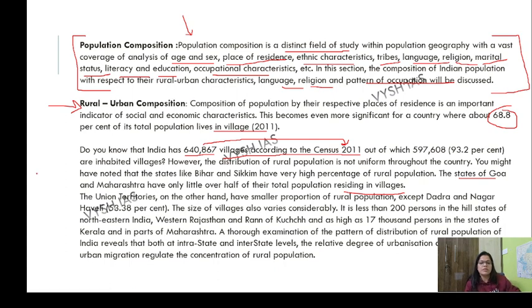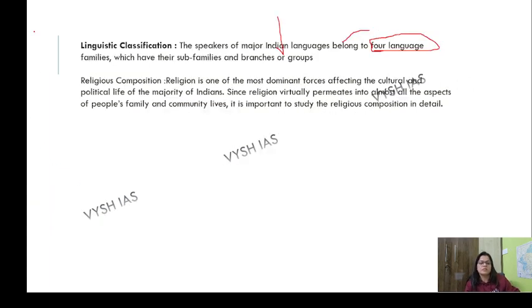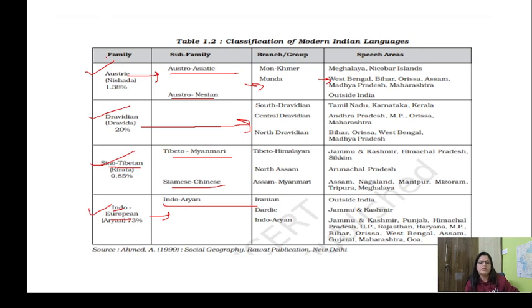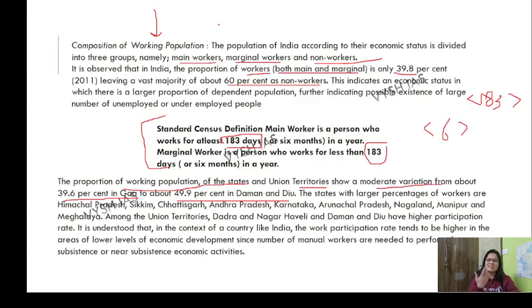Okay, just started from here. Rural, urban. Then it comes linguistic, based on language. Religious is the third point. Just start writing the answers, okay?